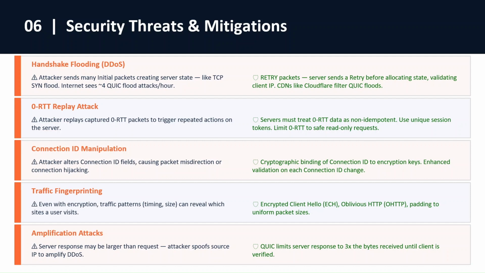Let me walk through one of the main threats, and then we'll move on to the scalability and the Wireshark demo. So first, handshake flooding. Similar to the TCP SYN flood, attackers send many initial packets to exhaust the server. QUIC addresses this with retry packets. The server focuses on the validation step before allocating any state, proving the client's IP is real.